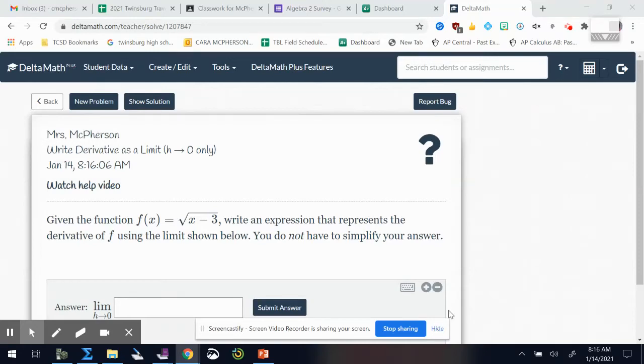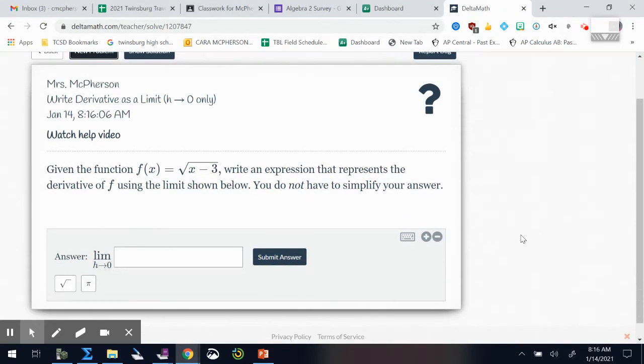I want to run through what this section in Delta Math is asking because sometimes it's just the directions that make for a little frustration. And I know there's help videos that Delta Math provides, but I also know sometimes it's nice to hear my voice. So when you're going through this, they're going to give you a function, and then they're going to ask you to write the limit or the derivative of it using that limit definition that we talked about.